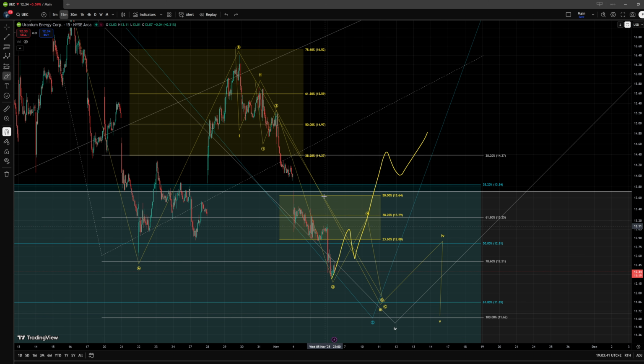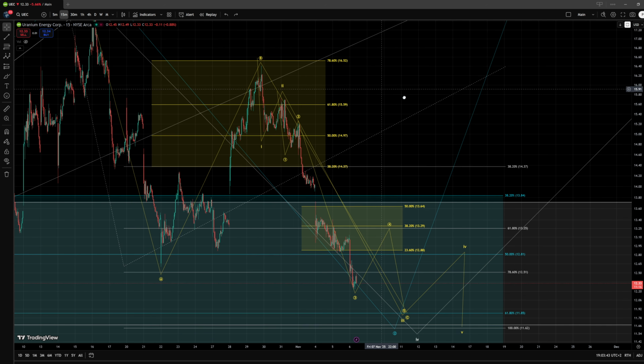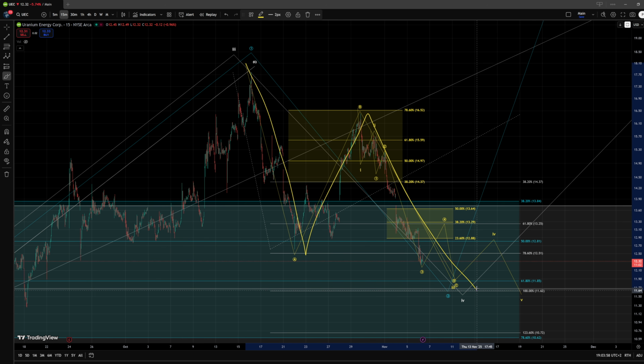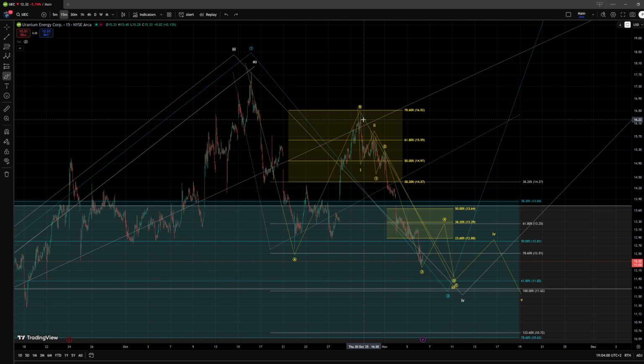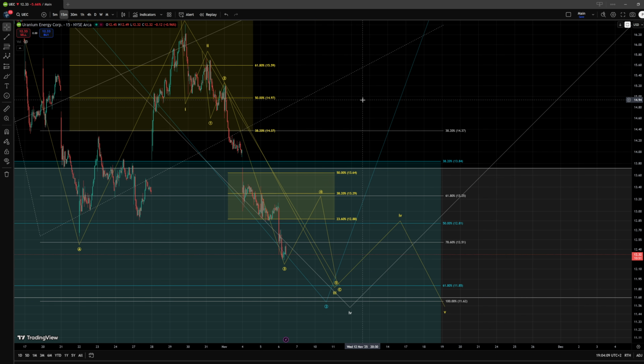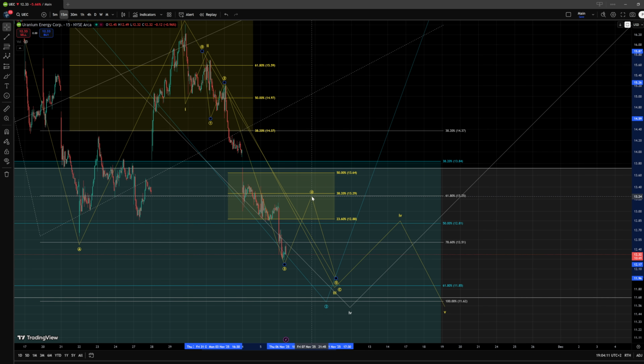But for now we are still far away from those. Another way I could consider this correction complete in this area without forming these additional 4-5-4-5 patterns would be in the case of tracking this as a WXY correction, in which case this wave Y could be something like an ABC, and it could be done, or nearly done. We seem to still be extending lower at this point. But for now, these are the levels. This is the trade setup.